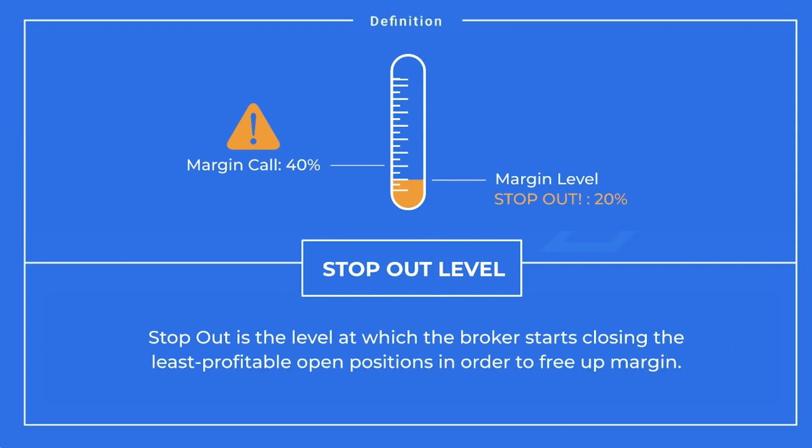Now, what is the stop out level? Stop out level is the level at which the broker starts to close the least profitable open positions in order to free up some margin. Okay, it's going to start closing those positions.